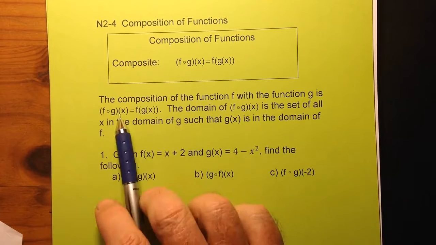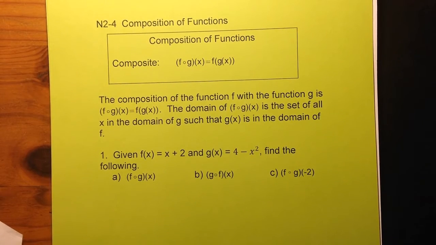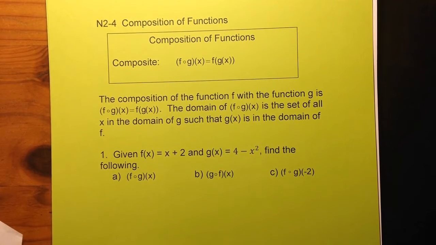Okay? Composition of the function f with the function g is f circle g of x, which equals f of g of x. The domain of f circle g of x is the set of all x in the domain of g, such that g of x is in the domain of f. All right, so we have several problems we're going to work through here.